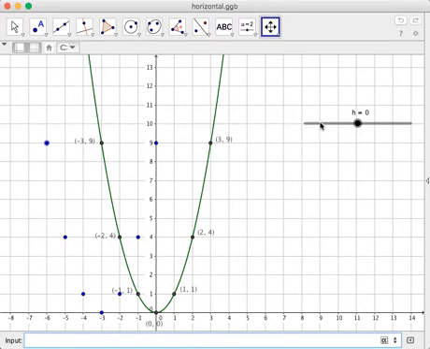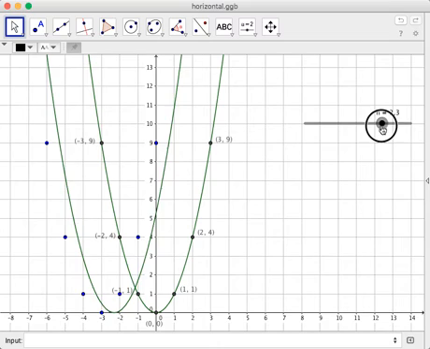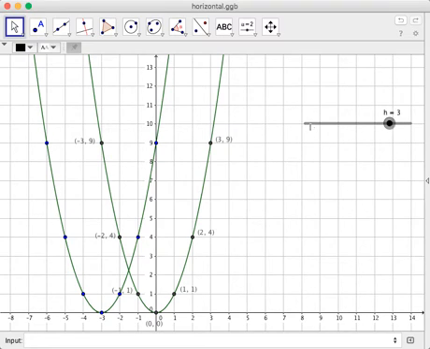Again, meron tayong slider. We can check. Pag nag-plus 3 tayo sa H. Okay? This is plus 3. Sorry. Sumobra. Okay?